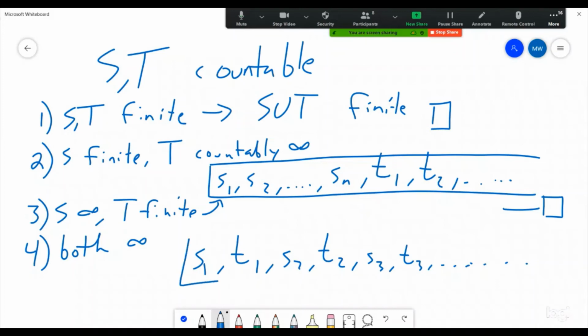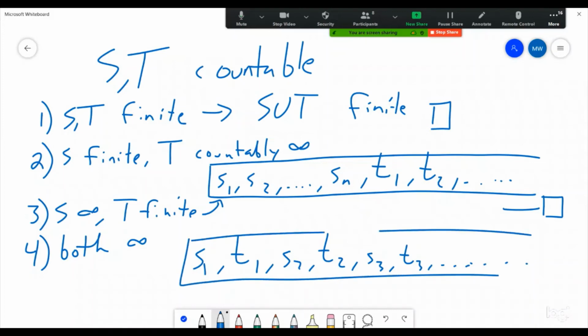And so by alternating and going back and forth that way, you're guaranteeing that you will hit everything. And so this list is going to be how you have your listing of it to show that it is going to be countable. So that would be the way that I would go about proving it. Maybe have a little bit more words to make it more formal of a proof. But that's the sketch of how you would go about the proof.